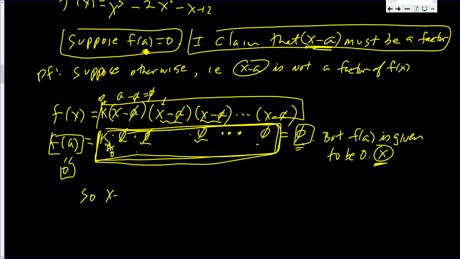So, x minus a, either it's not a factor or it is a factor. If x minus a is not a factor, I run into trouble. So x minus a must be a factor. If you have a 0, you have a factor. If you have a factor, you have a 0.